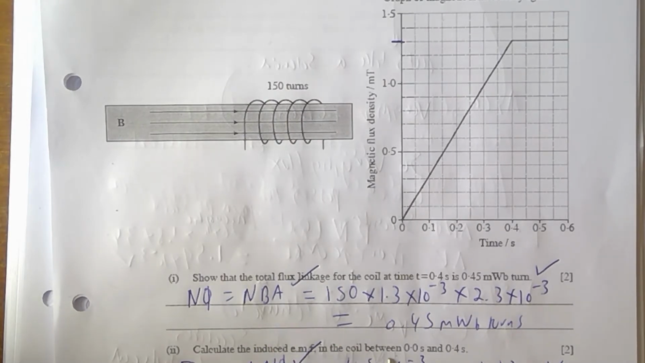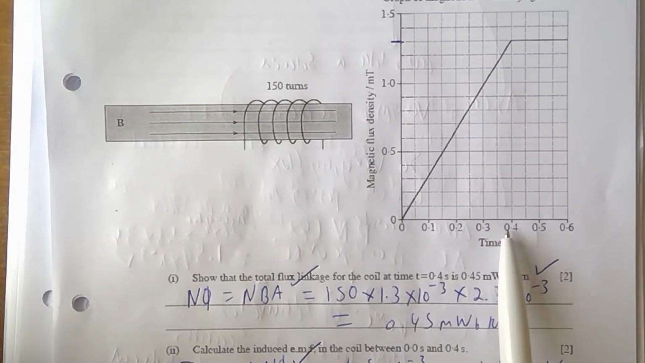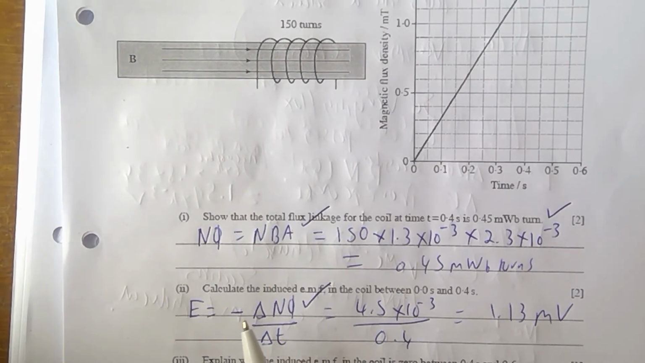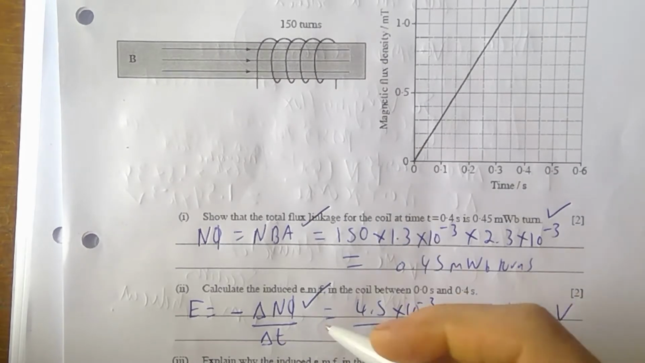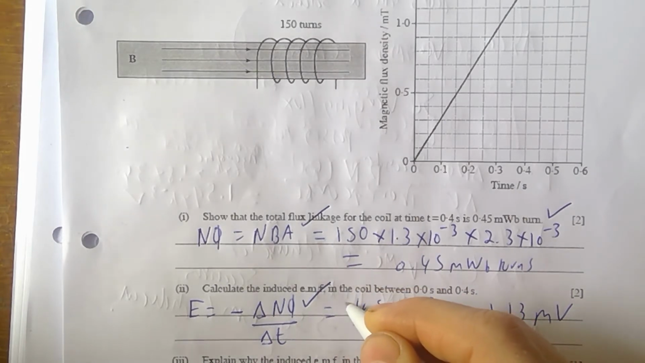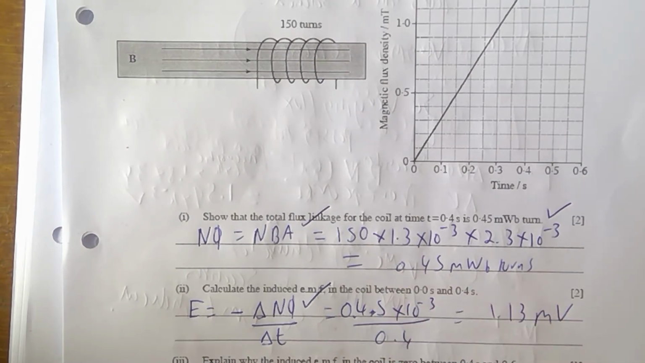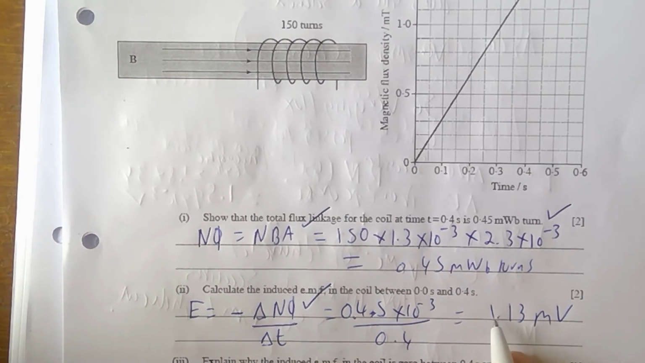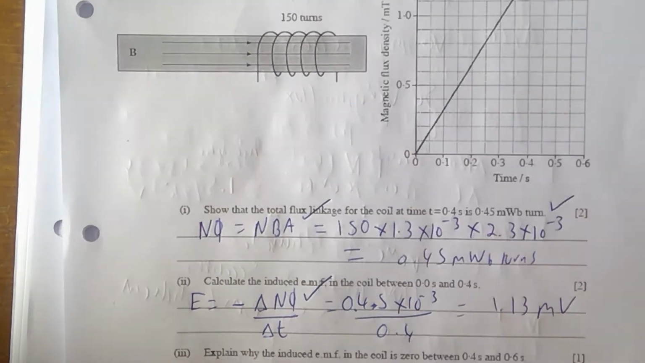Calculate the induced EMF of the coil between 0 and 0.4 seconds. Induced EMF is equal to the change in flux linkage over the change in time. I think I've made a small boo-boo there. 0.45 times 10 to the minus 3 over 0.4 is 1.13 millivolts. I think I just made a boo-boo on that bit, but I think the answer's fine.